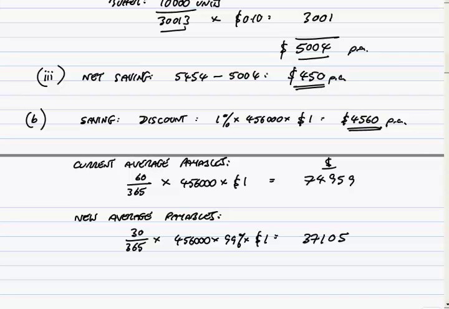And so currently, throughout the year, you've got payables of 74,000. In future, throughout the year, payables will be 37,000. And so throughout the year, there'd be a fall in the payables of the difference of 37,854.